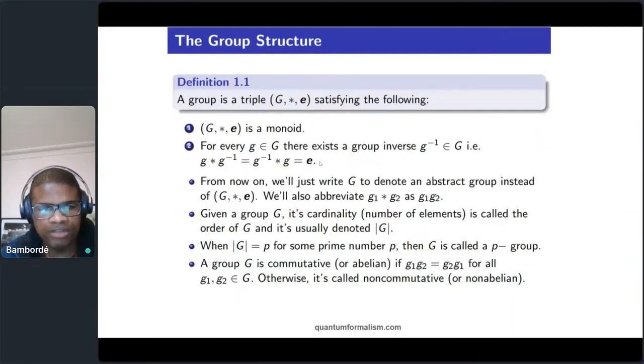Just a quick convention from now on. I will just write G instead of writing the actual triple. It is to be understood that there is a binary operation and an identity that we write as e. At some point we will change this also, and instead of e we will write something else. Also, for two elements g1, g2, instead of writing the star operation, g1 star g2, we'll just write g1g2. We ignore the star, but it is to be understood that it is there somewhere, just to save us from notation. This is how you see it most in the books. This is standard notation.